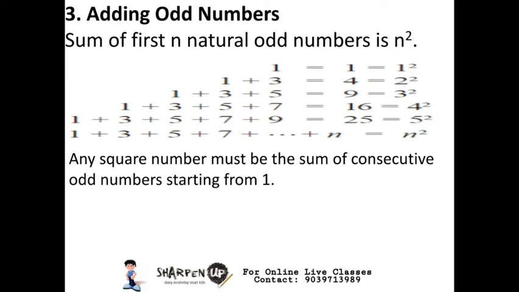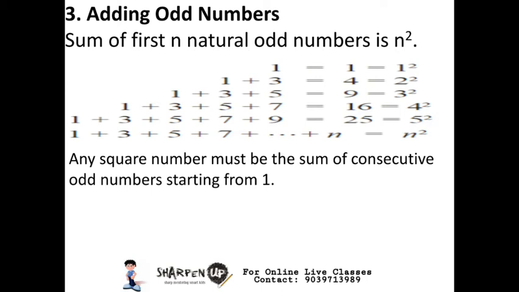Okay, let's go further. If we add 1 plus 3, we don't need to add them, we just have to see how many numbers there are. 1 plus 3, so we are adding two numbers. So this is the square of 2. What is the square of 2? It's 4. So 1 plus 3 is 4.